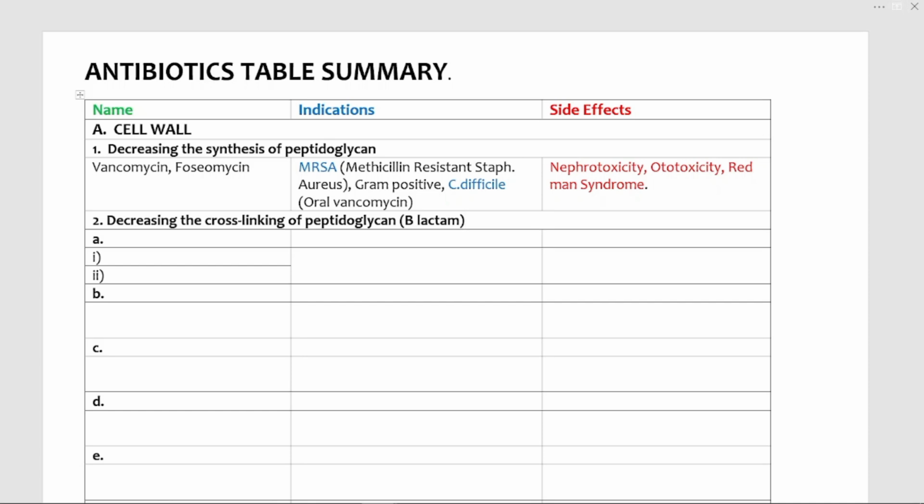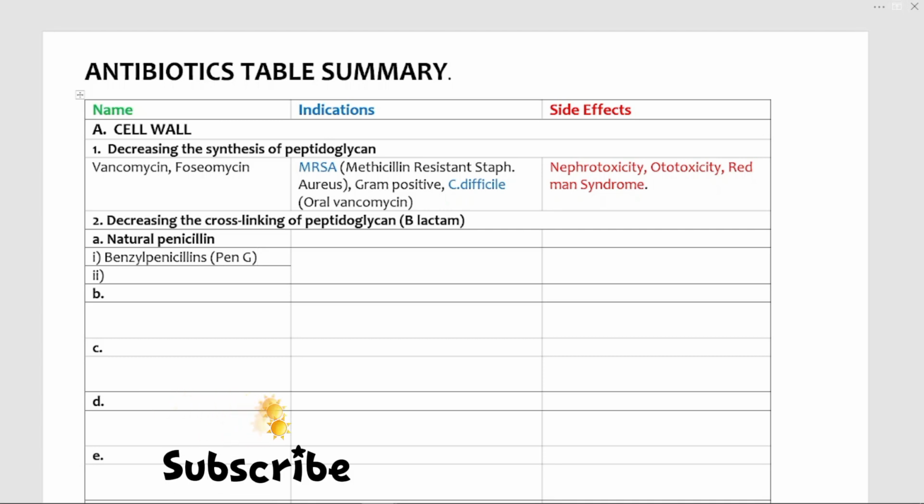So this basically refers to the drugs that work by decreasing the cross-linking of peptidoglycan, and it has various subgroups. The first group that you're going to look at are the natural penicillins. Here we have two major ones, the pen G and the pen V. For the sake of the scientific word, the first group we refer to as benzyl penicillin, or to make it easier for you, just refer to them as pen G.